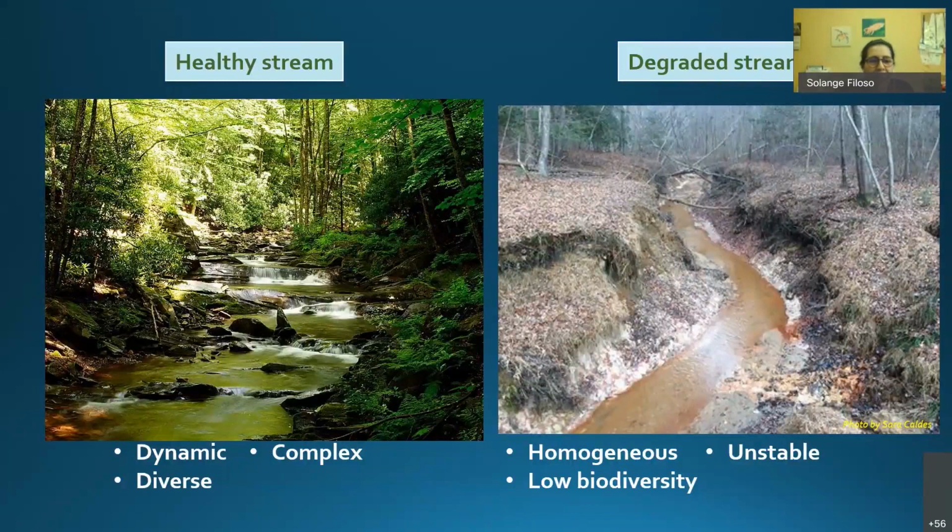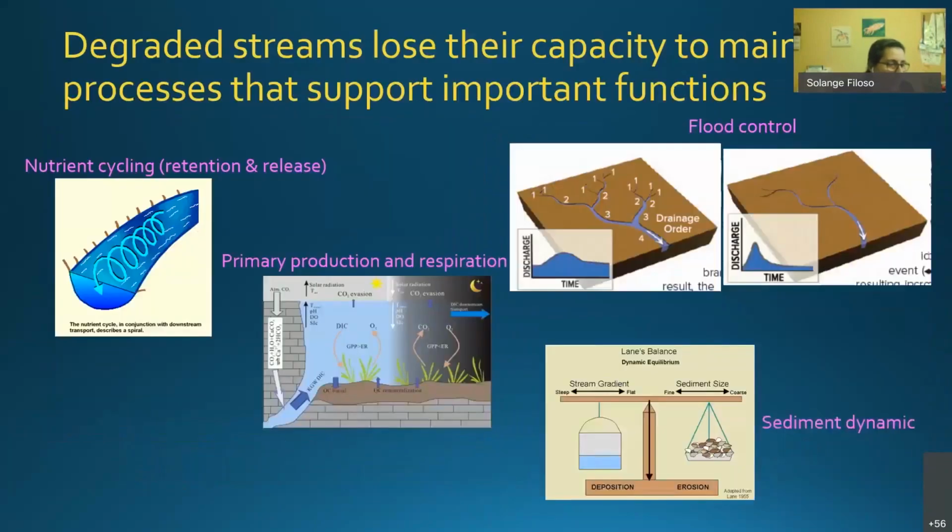sometimes floodplain. And then when you go to a degraded stream, you have this homogeneous system that almost looks like a pipe, especially in urban areas. And so you don't have that complexity. The system oftentimes is incised and unstable, so there's a lot of erosion, and of course then there is lack of biodiversity.